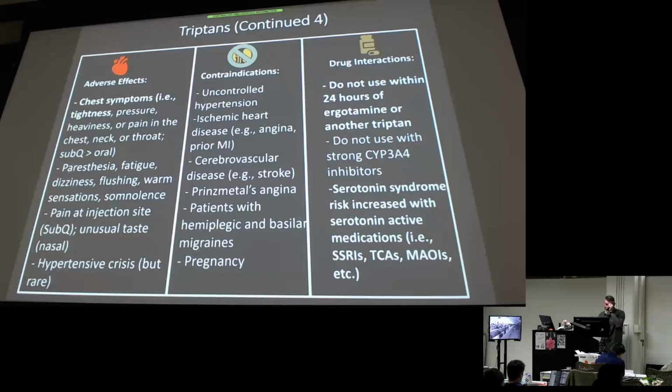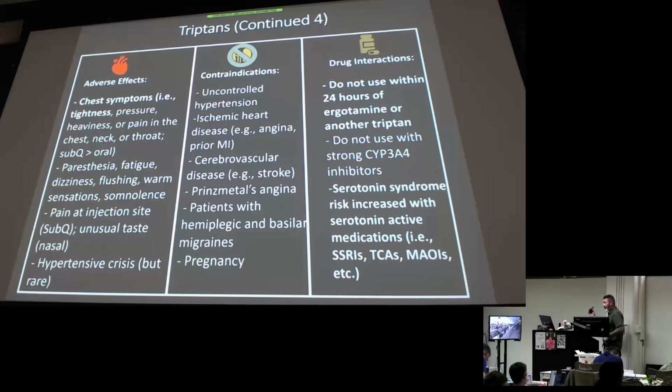But contraindications, you need to know these, right? Do not give a triptan to someone with uncontrolled hypertension, whether that means they have severe hypertension and have never been medicated or told that they have it, or they're non-compliant with their medications, or they're taking antihypertensives and it's not working, right? If they're uncontrolled hypertensive, do not give them a triptan.